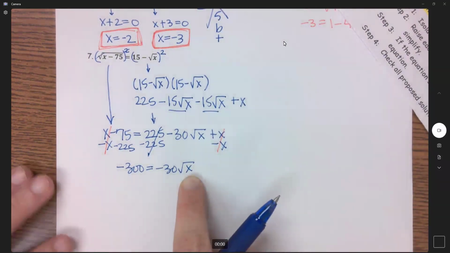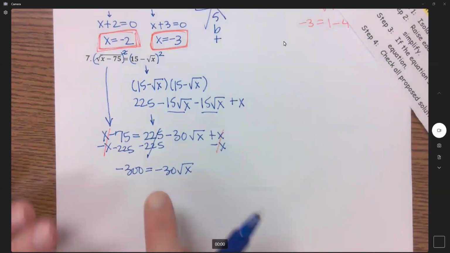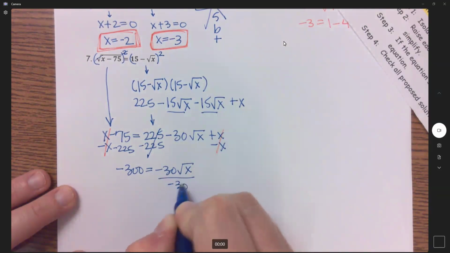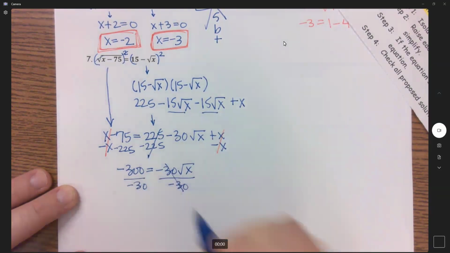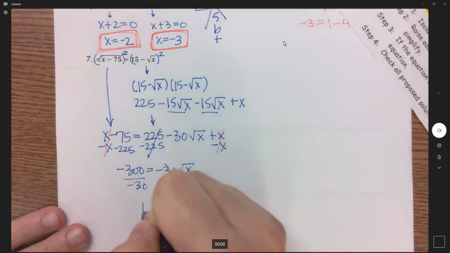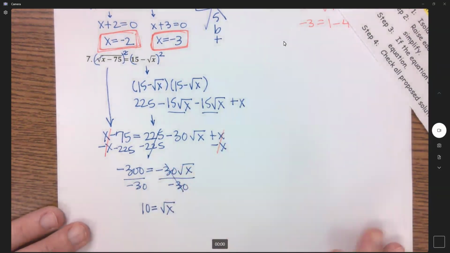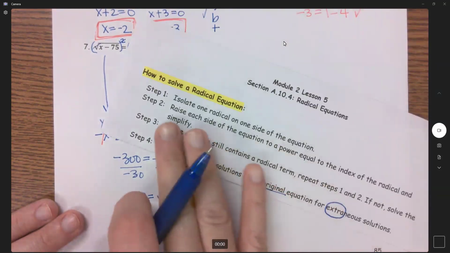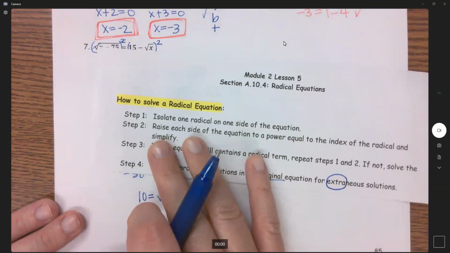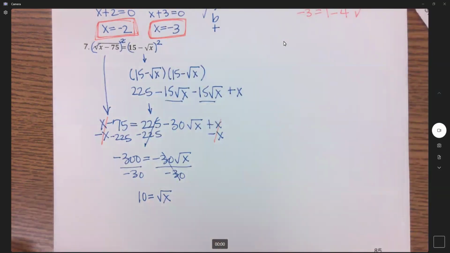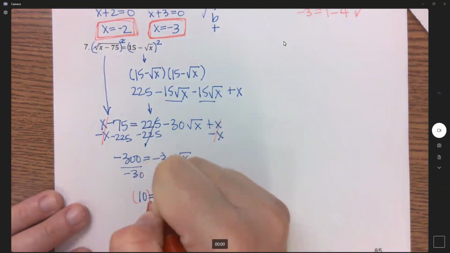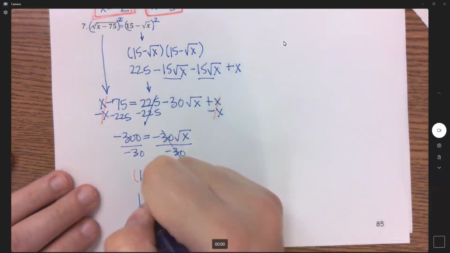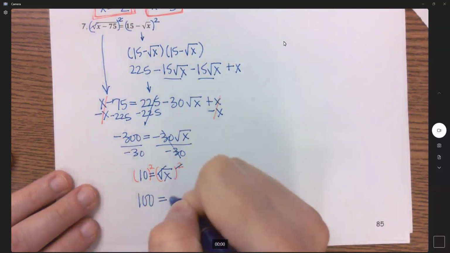I still have not isolated this radical. So this is negative 30 times the square root. The opposite of multiplying is to divide. We're going to divide that over. We're going to get 10 equals the square root of x. So now my radical is isolated. So now step 2, raise each side of the equation to the power equal to the index. The opposite of square rooting is to square. So I'm going to get 100 equals, those cancel, equal x.